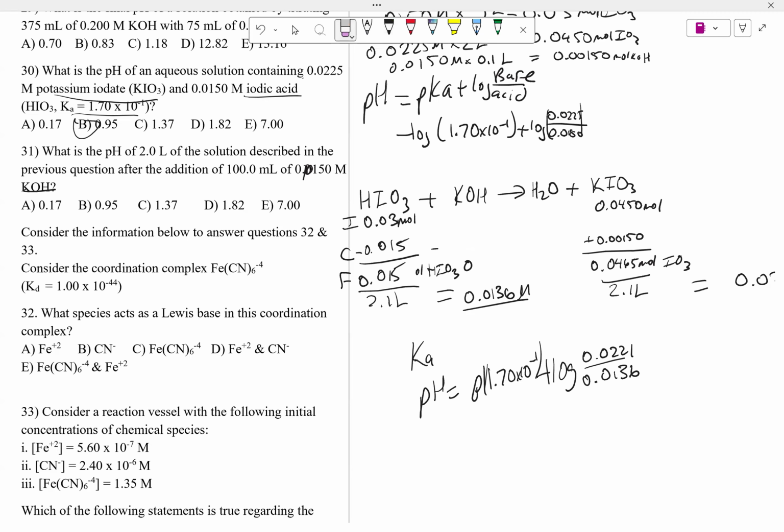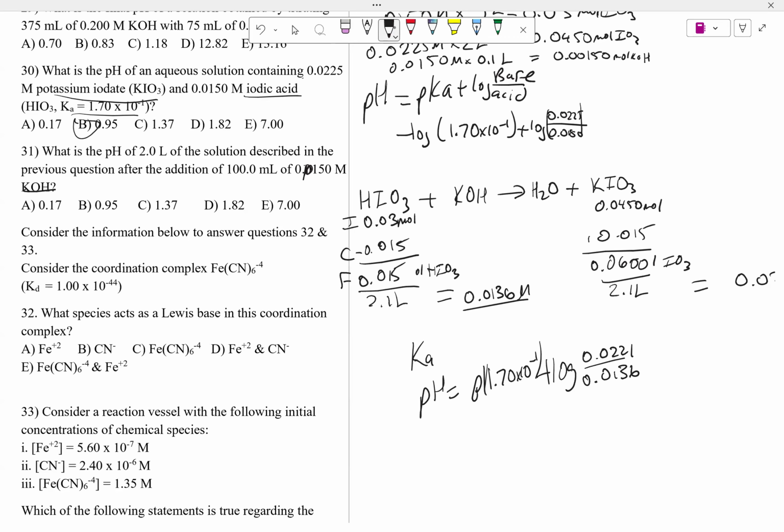This still cancels out. And then this is going to be 0.015, and then this is going to be 0.0600 like that. And then you divide these out. All right, does everyone understand what I just did there?